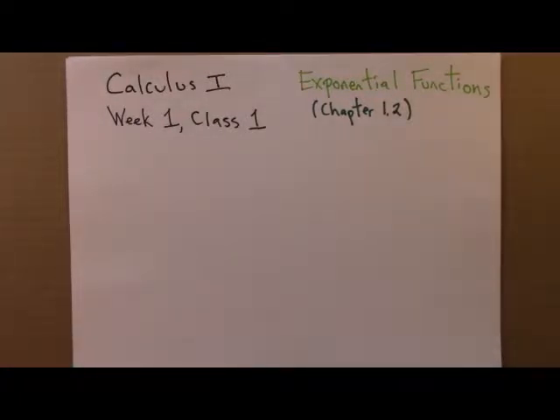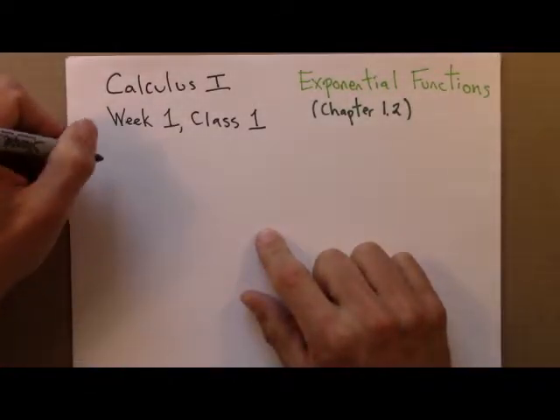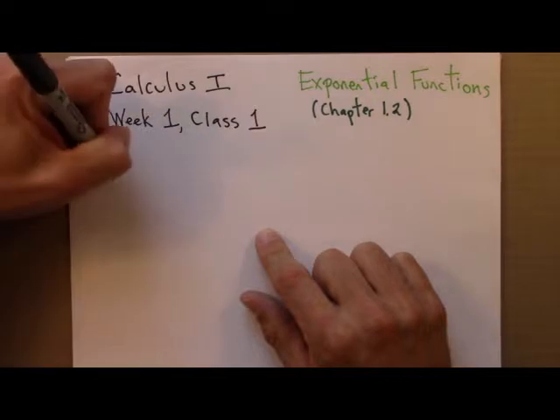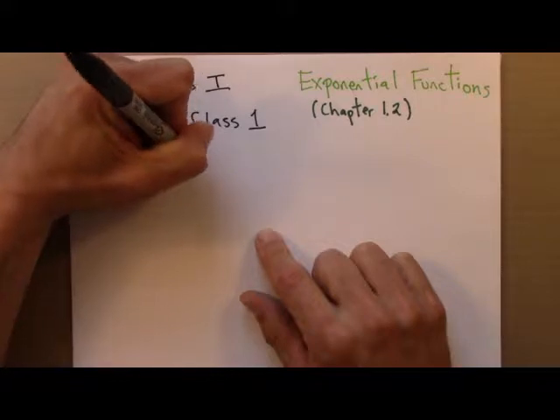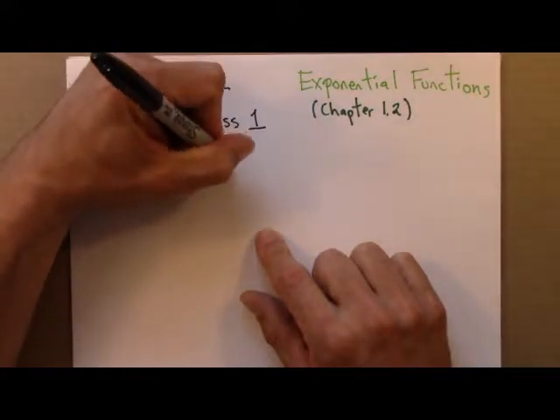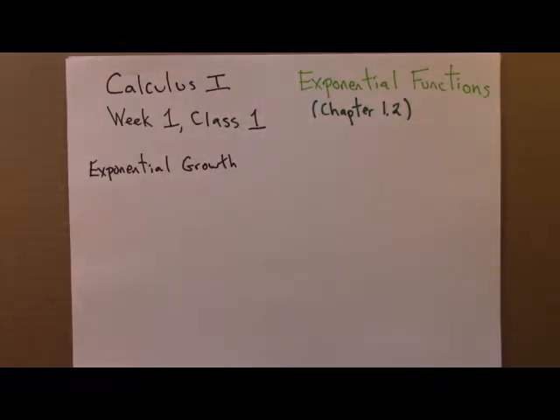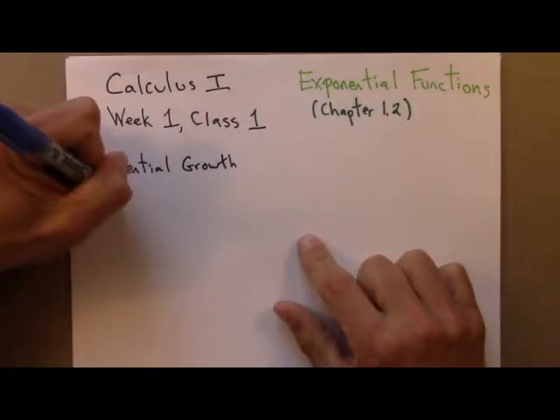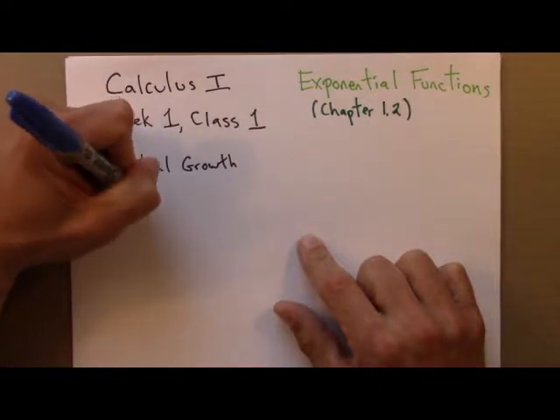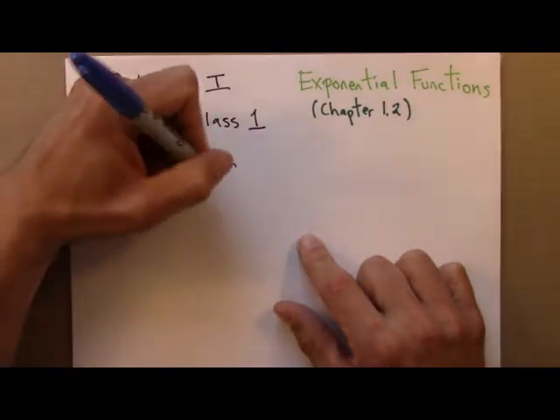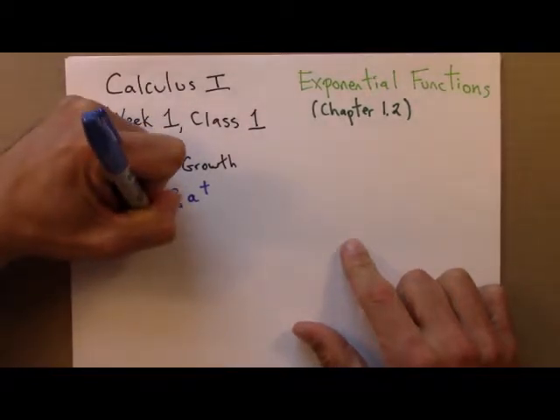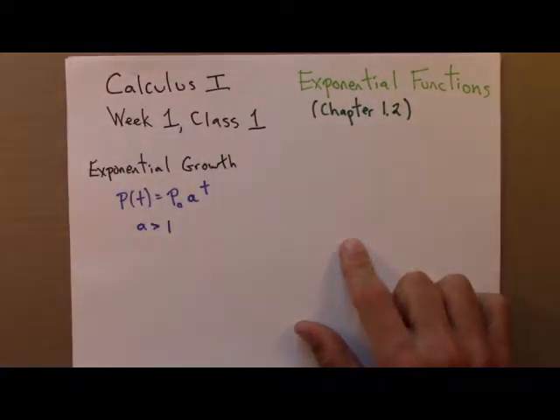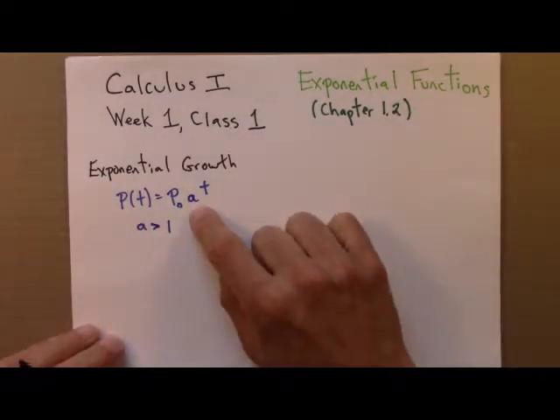So exponential functions are of the following form. We can have exponential growth, and these are cases where the function is growing. So we might have P of t equals P naught a to the t. And in this case, a is greater than 1. So in the chocolate example from class, a was 2.